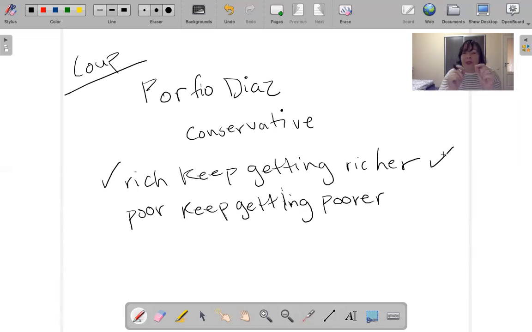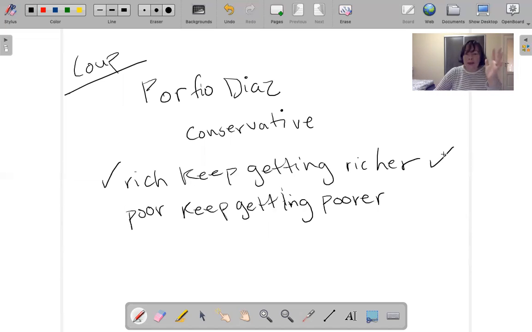And there were just a few of them. There were very, very few rich people. And they just kept getting richer and richer and richer, while the poor were just staying poor. And the people that maybe were not quite so poor are getting more and more poor.